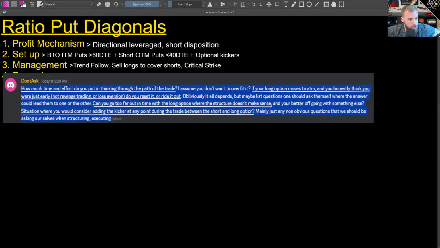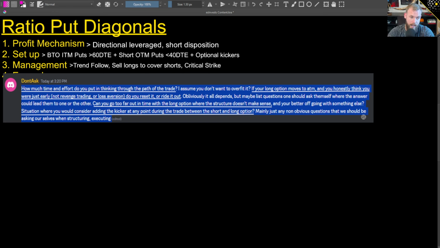All right, let's take a look at some of these questions. The first one from Don't Ask is, how much time and effort do you put in thinking through the path of the trade? About 0. It doesn't matter. I have a hypothesis when I enter the trade, and then I'm defining my profit and loss on entry based on my best guess. But the path it takes to get to either of those 2 points, I don't really care about.